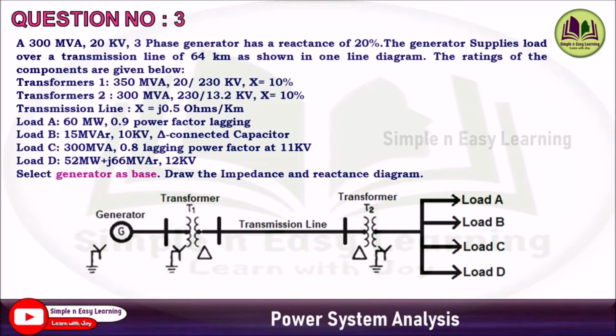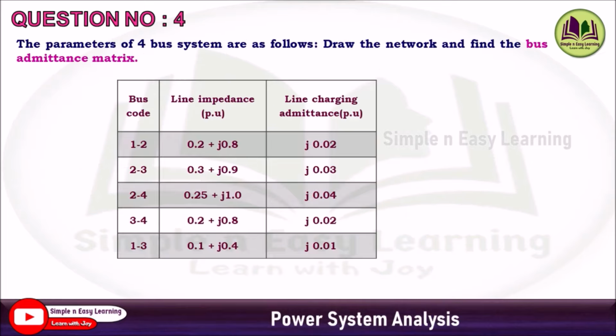These three problems are very important from the exam point of view. Next we are going to see the bus admittance matrix. Question number 4: the parameters of a 4 bus system are given as follows. Draw the network and find the bus admittance matrix.